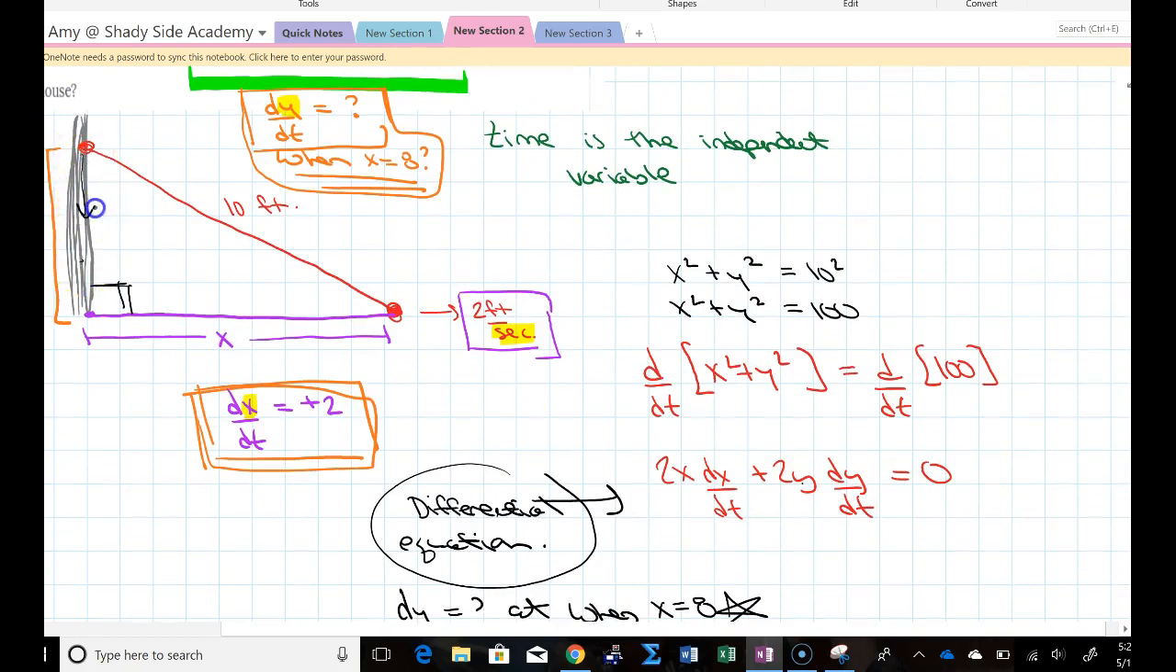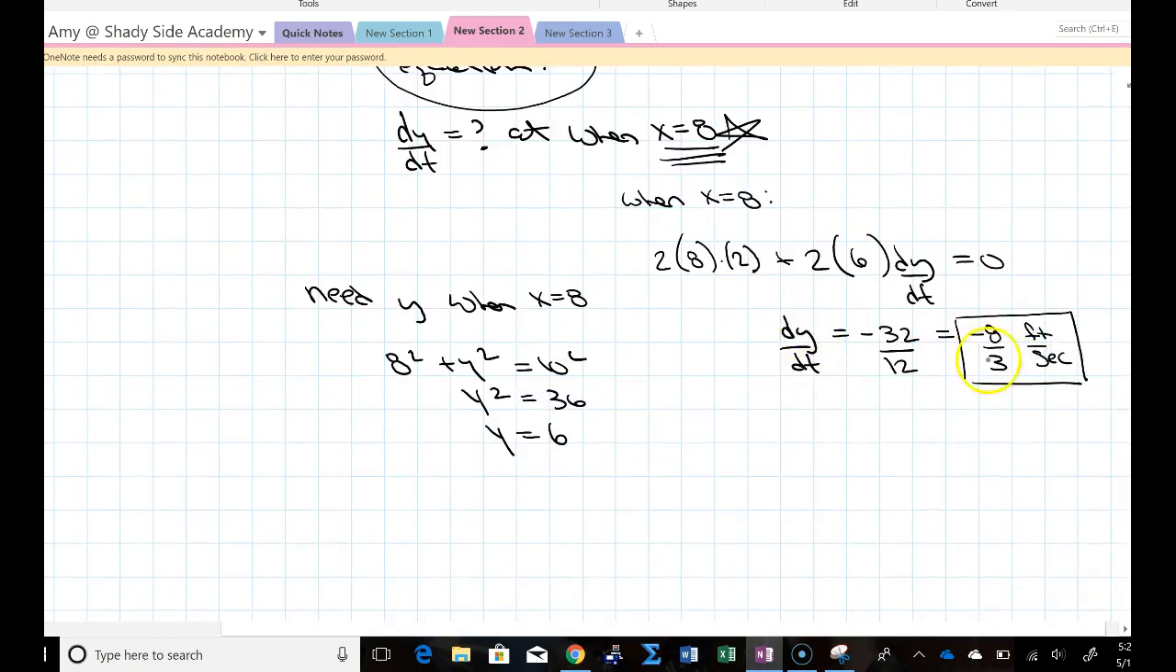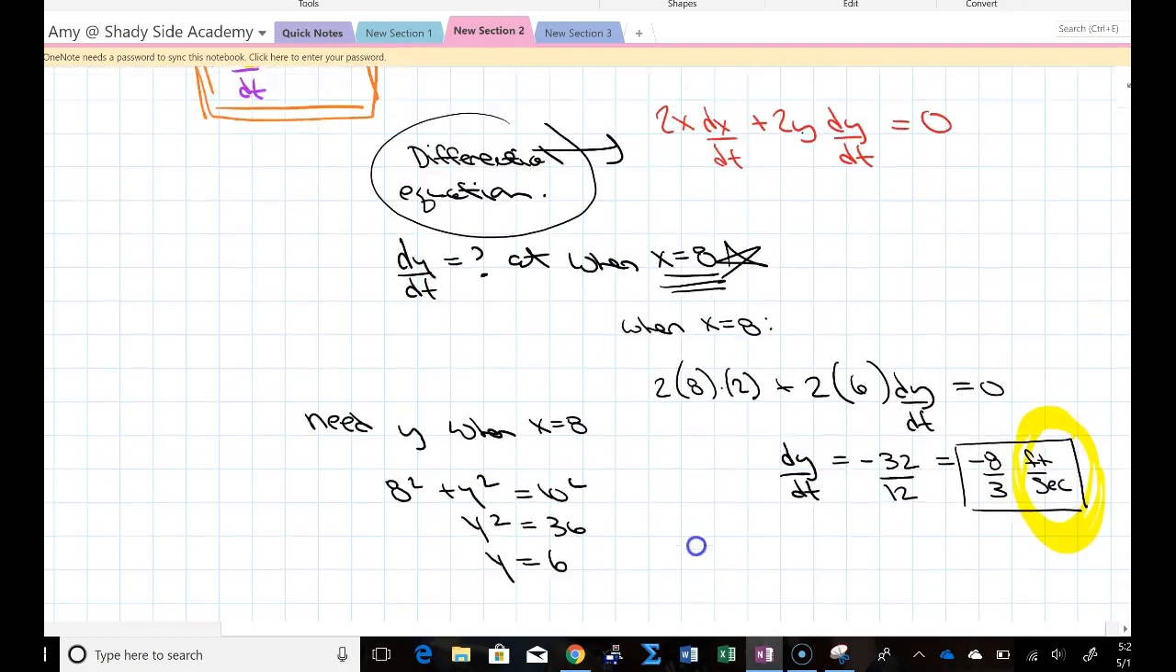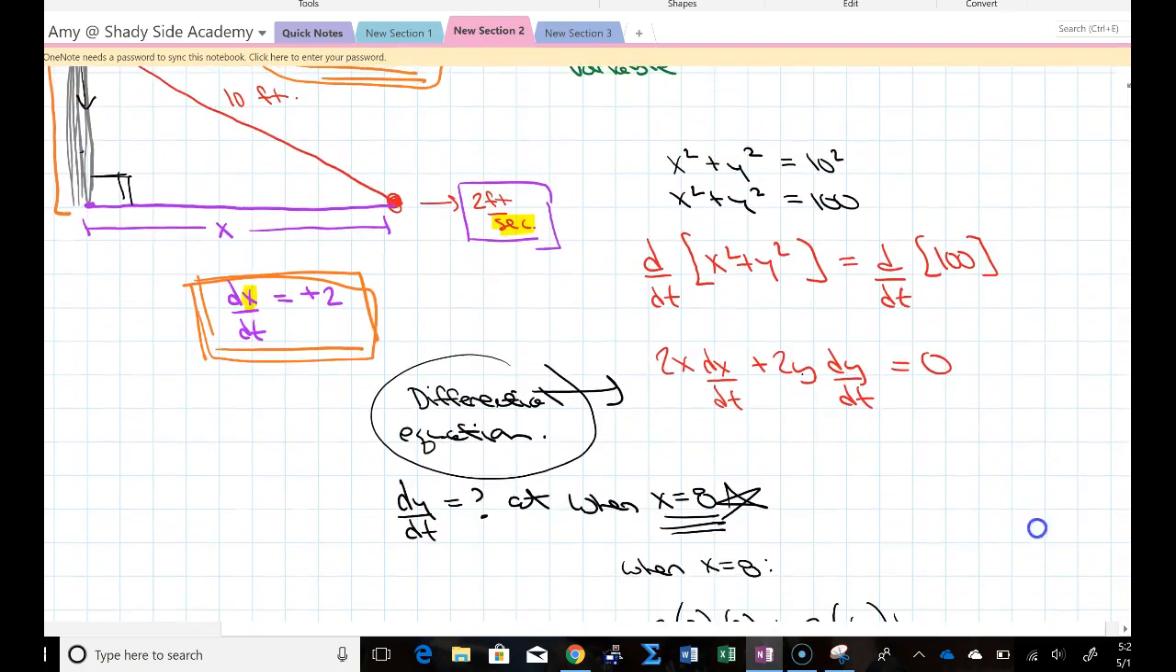This is dragging down this way, so y is decreasing. Okay, so dy/dt equals negative 8/3, and what's very important in related rates questions is we always include the units so that the reader knows what that number means in the context of the problem.